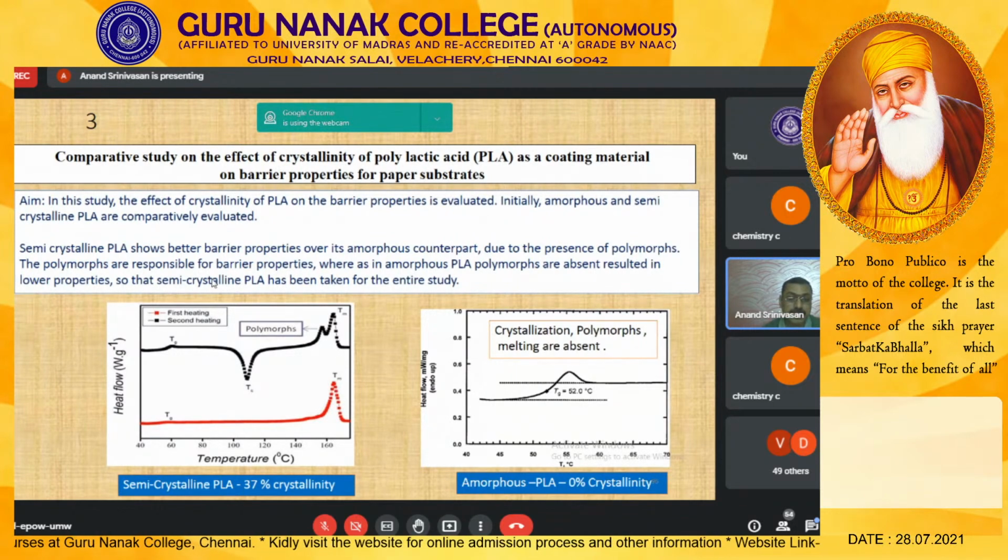So what happens? The semi-crystalline PLA, when it is subjected to DSC, shows this polymorphism behavior. We were able to exploit this polymorphism behavior for our coated abrasive applications. The amorphous PLA does not show this polymorphism, whereas the semi-crystalline PLA showed polymorphism, which is beneficial for our coated abrasive product. We were able to establish this by differential scanning calorimetry. So this was one of the findings in our research work.